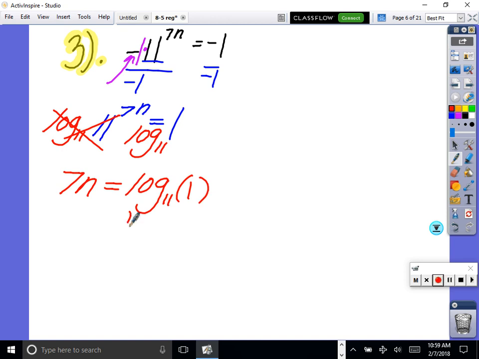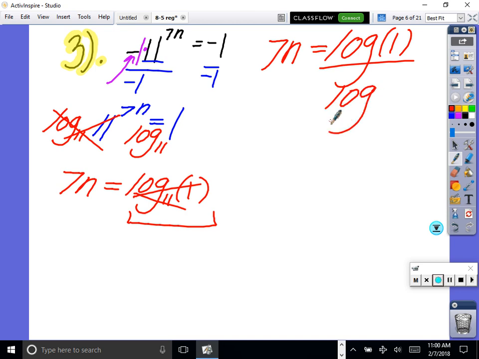So on this side, just a reminder, if I asked you to type that into your calculator, you would need the change of base formula, correct? So this is where your ACT would then not have this answer. They would say, okay, so we have 7n equals, remember the change of base formula says we can rewrite this as log of 1 divided by log of 11.